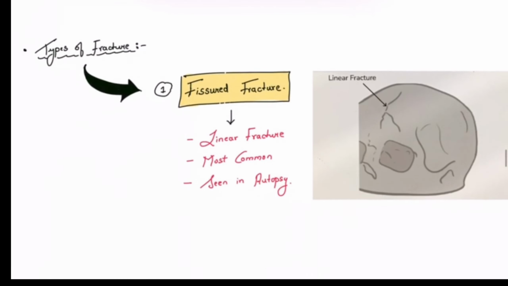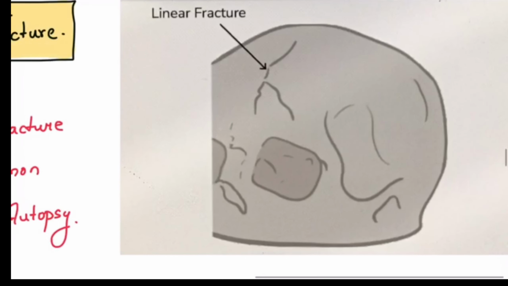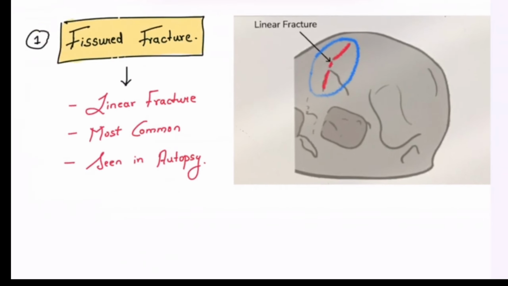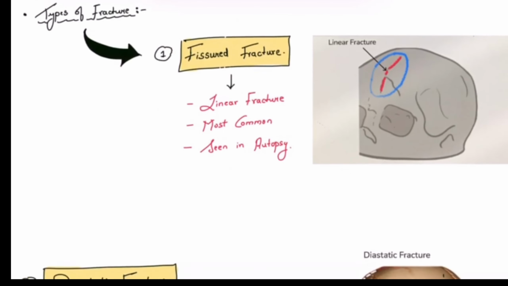There are types of fracture. First we are going to talk about the fissured fracture. It is a linear fracture. It is the most common of all skull fractures and it is seen in autopsy. In this image you can see this is the linear line which I am drawing here. So this is the linear fracture. It is very easy to identify.